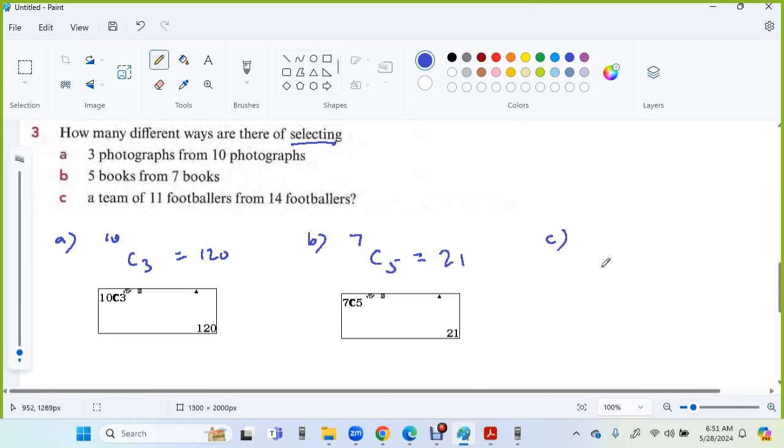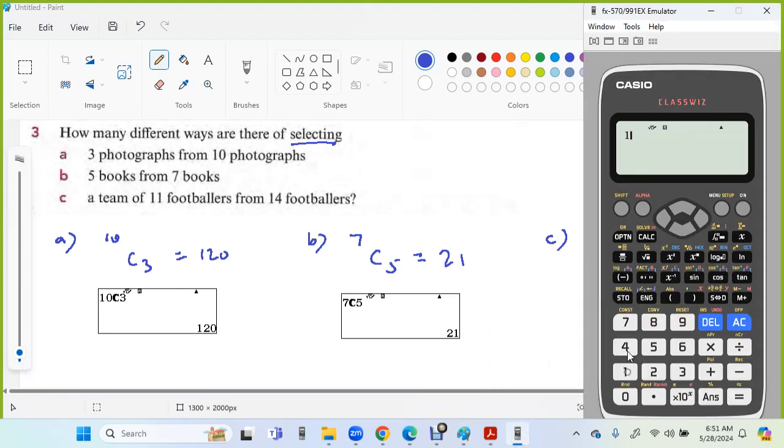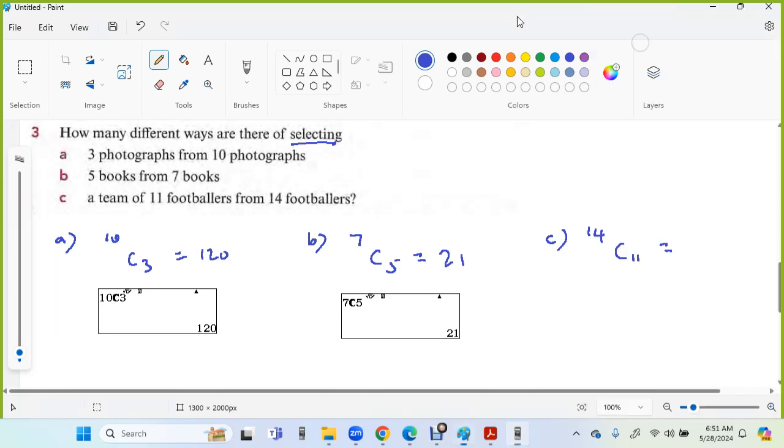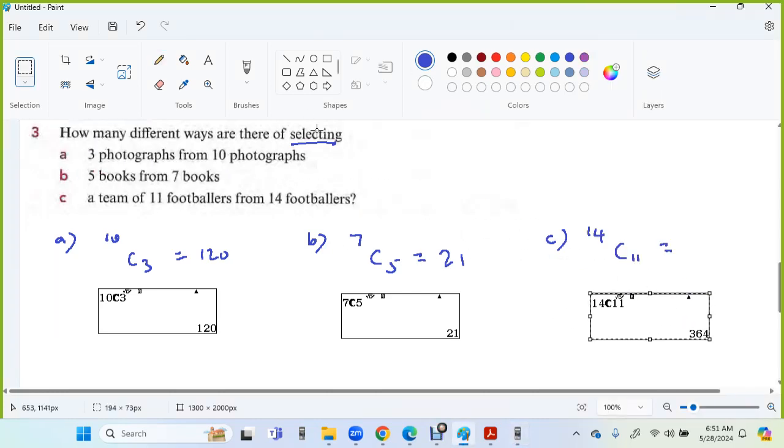And C, a team of 11 footballers from 14 footballers. So 14 choose 11. So we have 364.